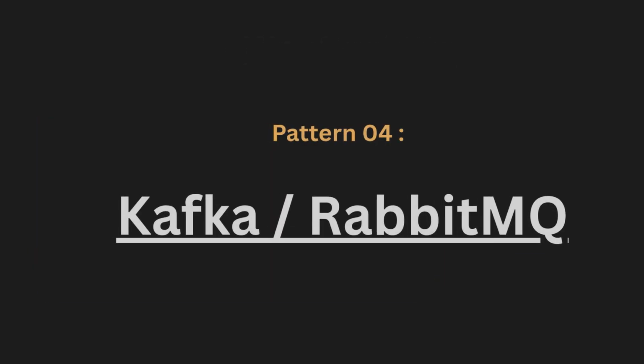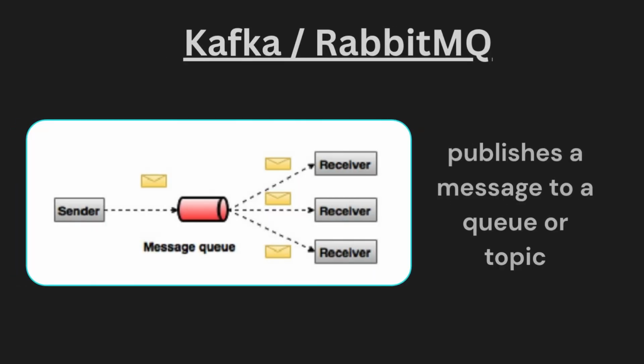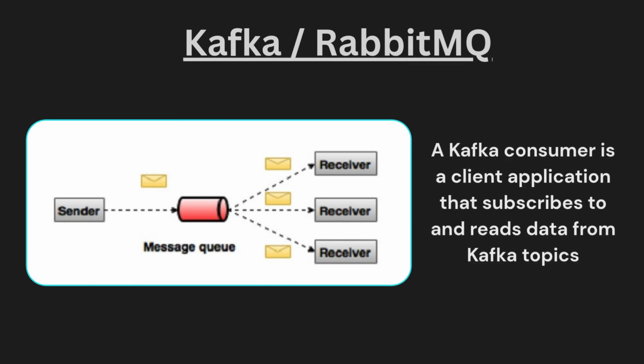Now let's step into asynchronous communication with Kafka or RabbitMQ. Instead of one service directly calling another, it just publishes a message to a queue or topic, and moves on. Consumers can then process those messages whenever they're ready.